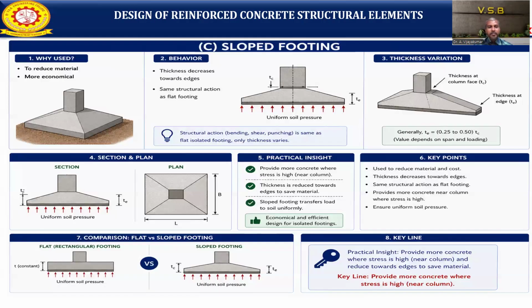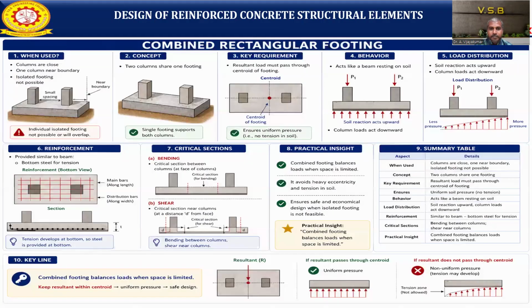So here are a flat rectangular footing and a sloped rectangular footing. The uniform soil pressure will occur in both. The only major difference is the thickness. The middle has more thickness, while towards the edges the thickness is very low. So automatically we reduce the material, which is more economical. Provide more concrete where the stress is high near the column, and reduce it towards the edges to save material. We need to understand that clearly when choosing a sloped footing.